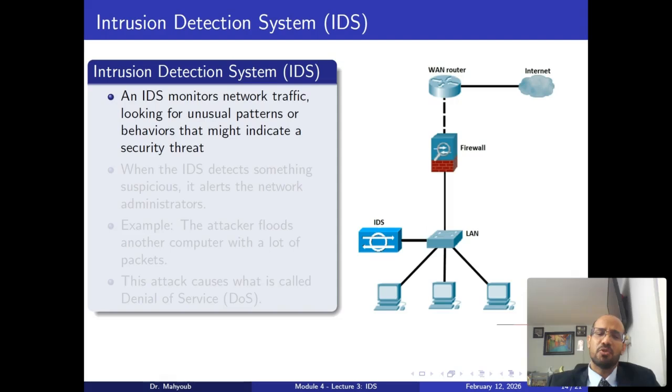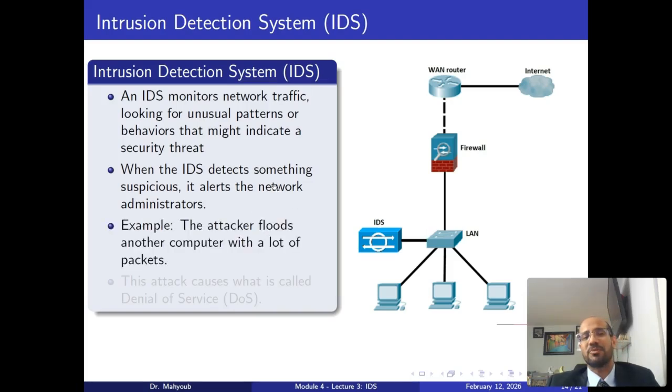So let's dive more into the IDS. As we said, IDS looks for unusual patterns or behavior that might indicate a security threat, for example, an excessive number of attempts to access a system, maybe unusual data transfers, and so on. When the IDS detects something suspicious, it alerts the network administrator. It says, I need help to protect the network. And that really helps in both external and internal attacks.